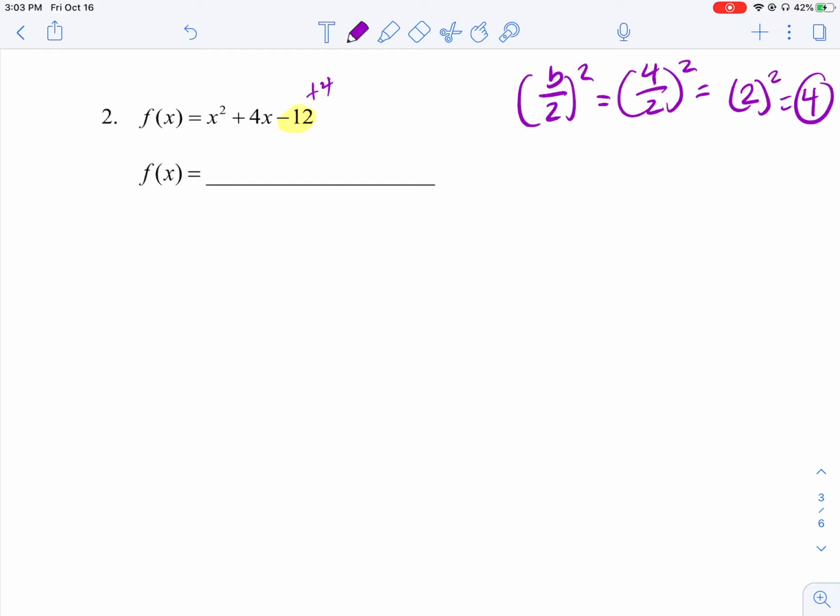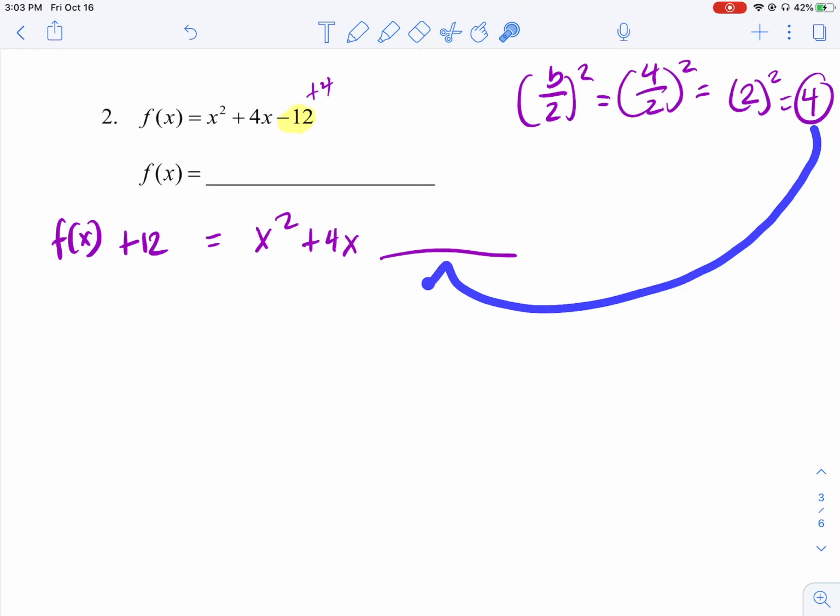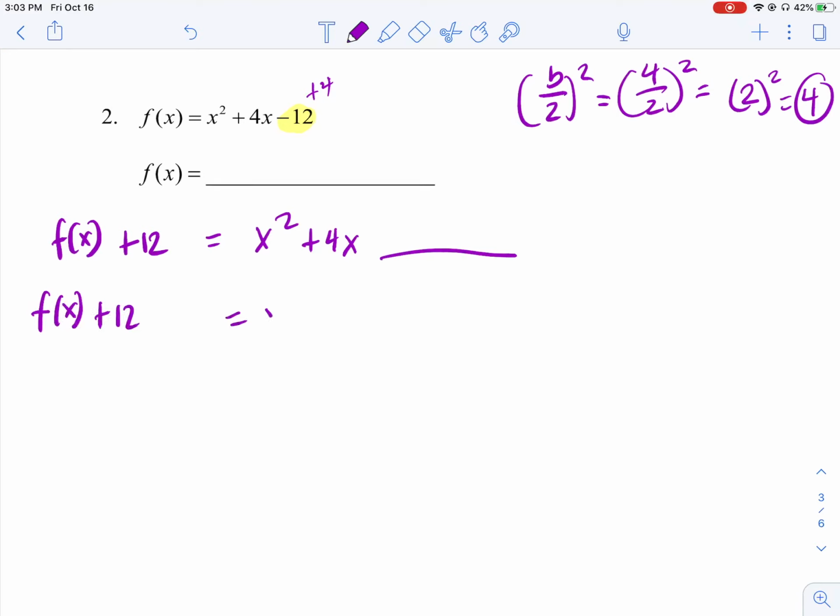But right now, we don't have a 4. We have a negative 12. So we need to kick out the negative 12, so we add 12 on both sides. So we have f of x plus 12 equals x squared plus 4x. And now we have a space for our 4 to come in. So let's put that in. F of x plus 12 equals x squared plus 4x. Now I can put my 4 in.